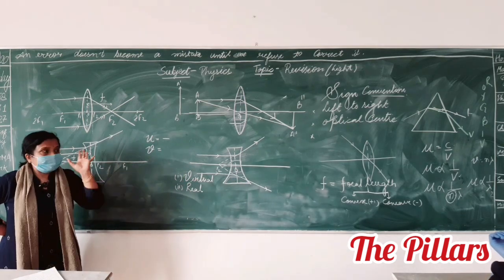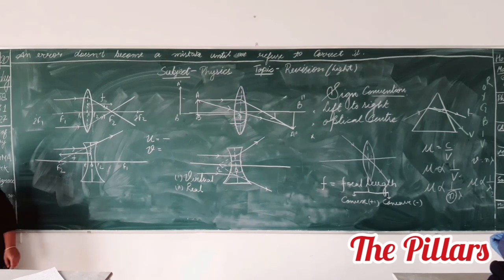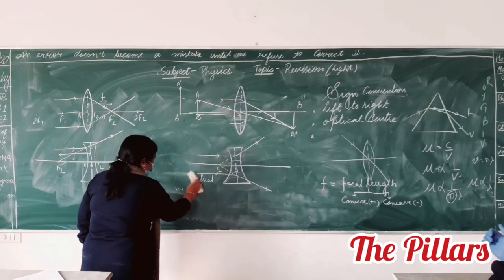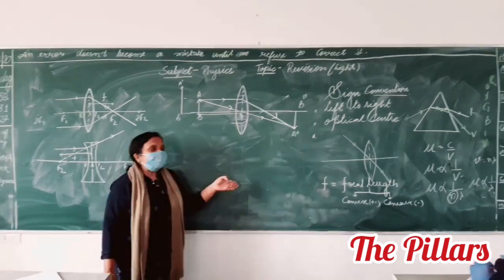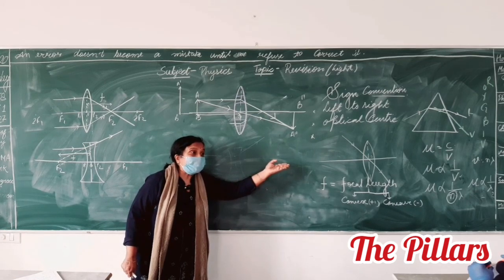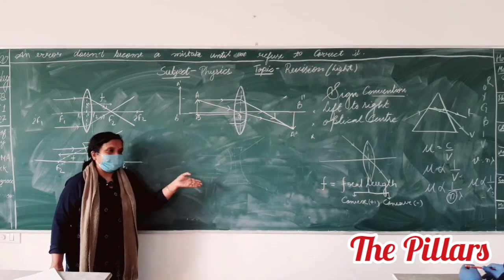Now next you write. You have so many queries. Yes, tell me quickly. Do these signs vary in a mirror? No. Same. Virtual images will be formed behind the mirror. That will be positive. And all the real images will be formed in front.